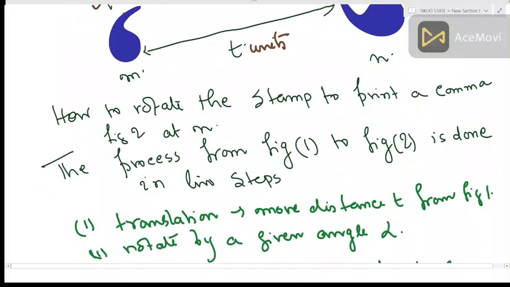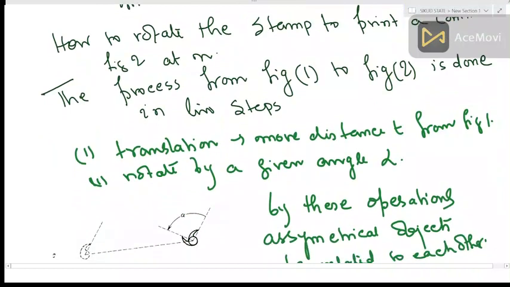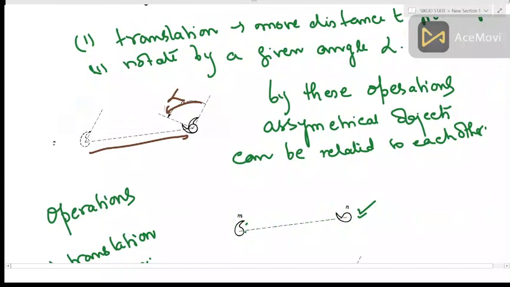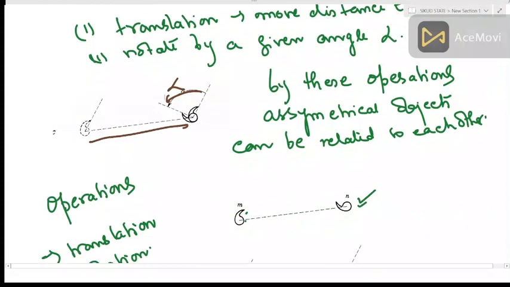This is done in 2 steps. First, you have to make a translation from position 1 to position 2. And then you have to rotate by a given angle alpha. This alpha may be anything. We are concerned about the motion, not the exact specification of the data. So you are taking this comma here and rotating it by angle alpha, and you get a comma at point 2. So these two commas are asymmetrical.